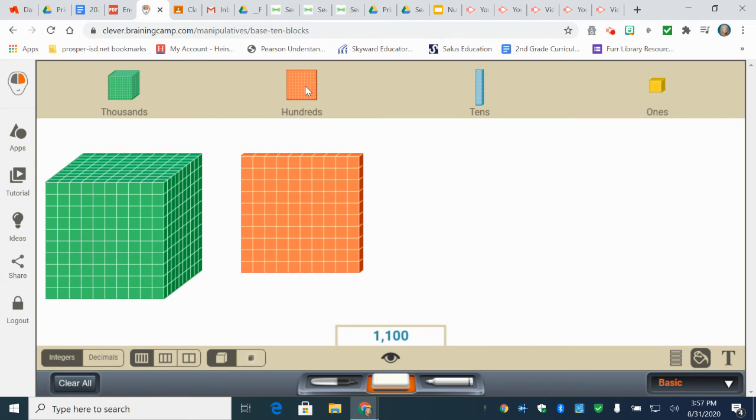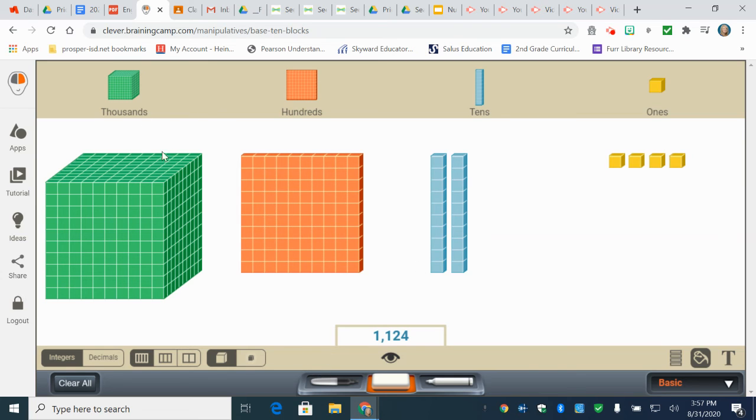You try in your journal some different ways to decompose 1,124. What's a different way? Can you write the expanded form and then show me a different way to do that? Pause the video and you write it in expanded form and then show me a different way and come back.